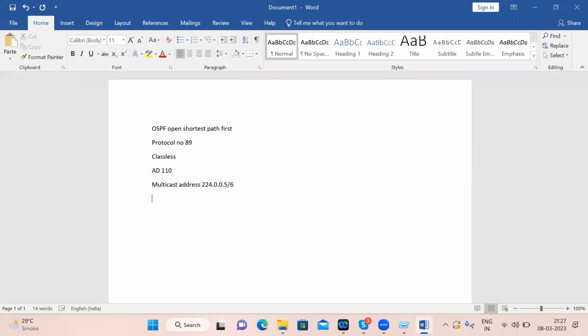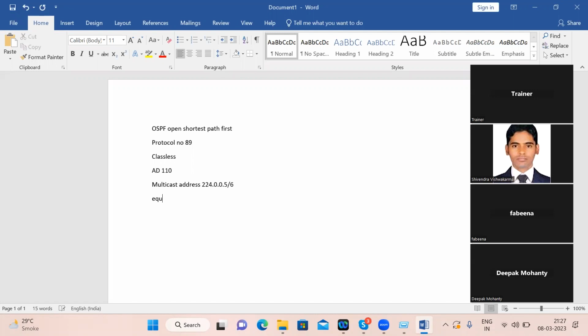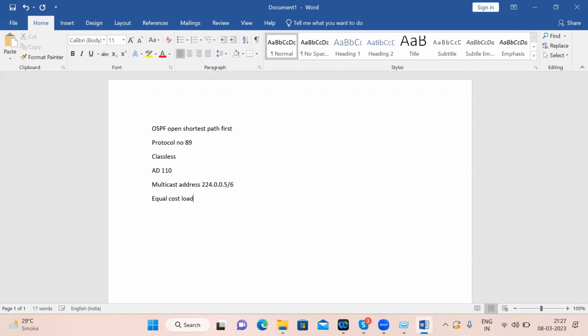So I want output from you guys. Equal cost load balancing. Very good. OSPF does not support any unequal cost load balancing. It only supports equal cost load balancing. Metric is cost, which is 10^8 divided by bandwidth.